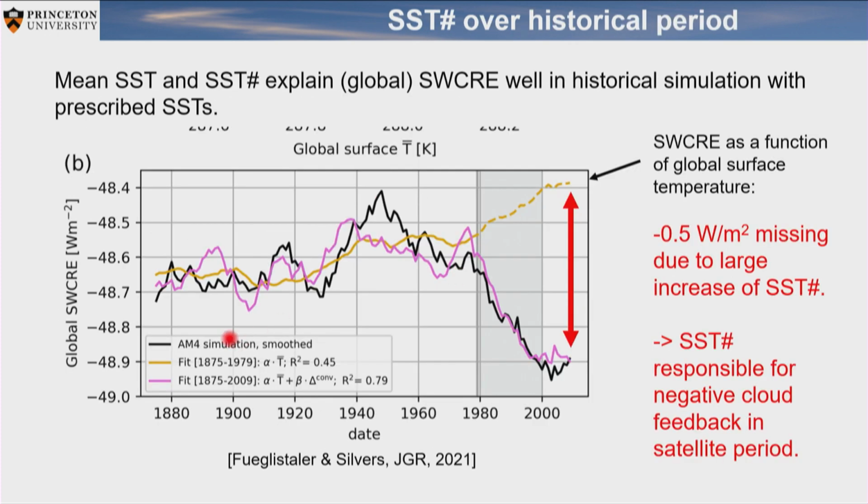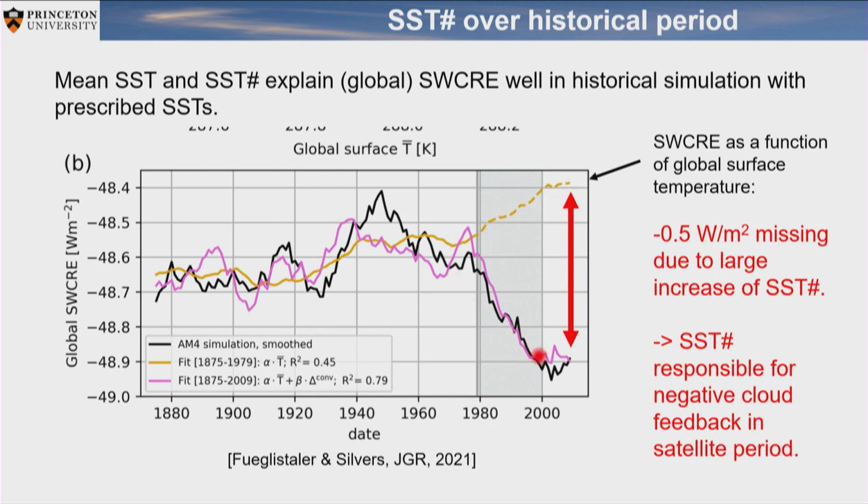The black line is the GFDL AM4, also with observed sea surface temperatures. It's the global average shortwave radiative effect. And if I regress that against the average tropical surface temperature, I get this orange line here. And I regress it up to here. And then I continue using the average surface temperature to predict what would be the model result if it was only the response to the average temperature. Right? And that means we have global warming since then, so it would continue to rise.